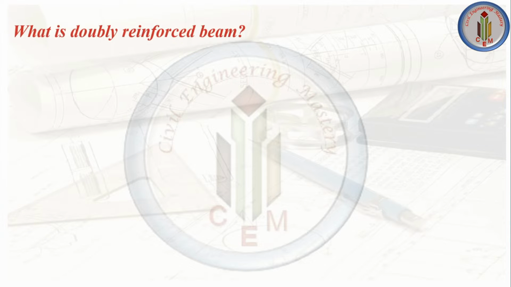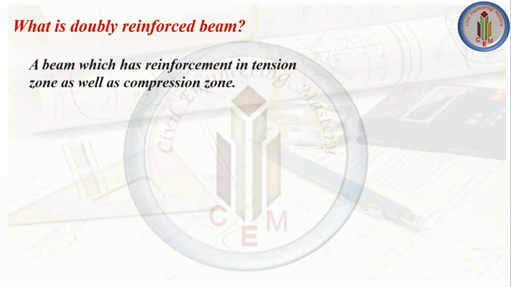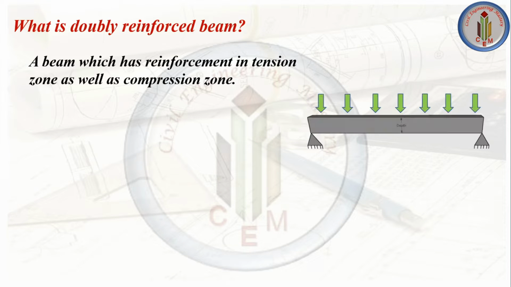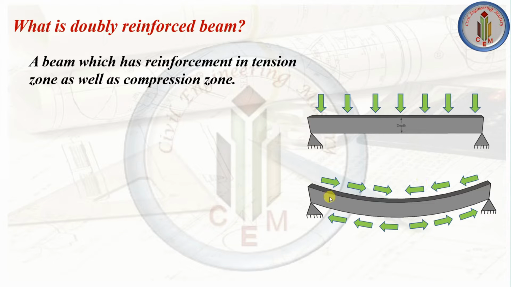First, let's see what is a doubly reinforced beam. A beam which has reinforcement in the tension zone as well as in the compression zone. For example, when the beam is loaded like this, it tends to behave like this. The top surface gets compressed and the bottom surface gets expanded. So this one we call a compressive force and the bottom we call a tensile force.